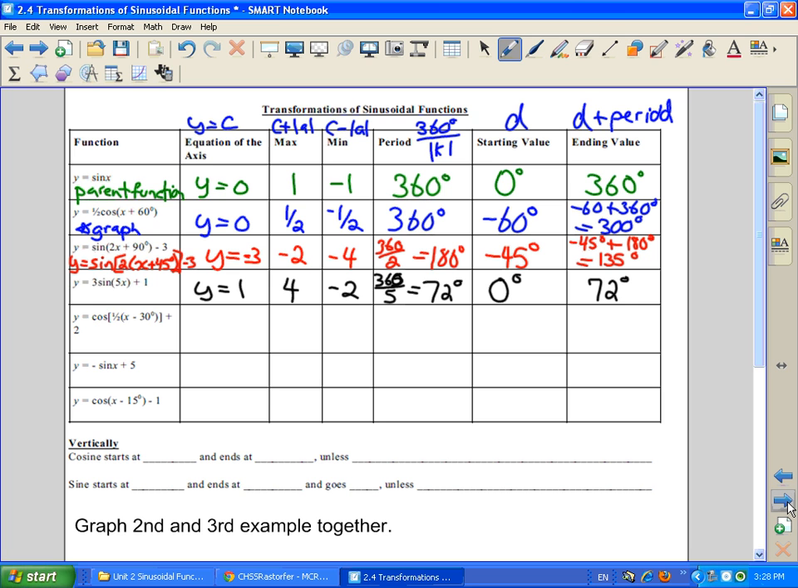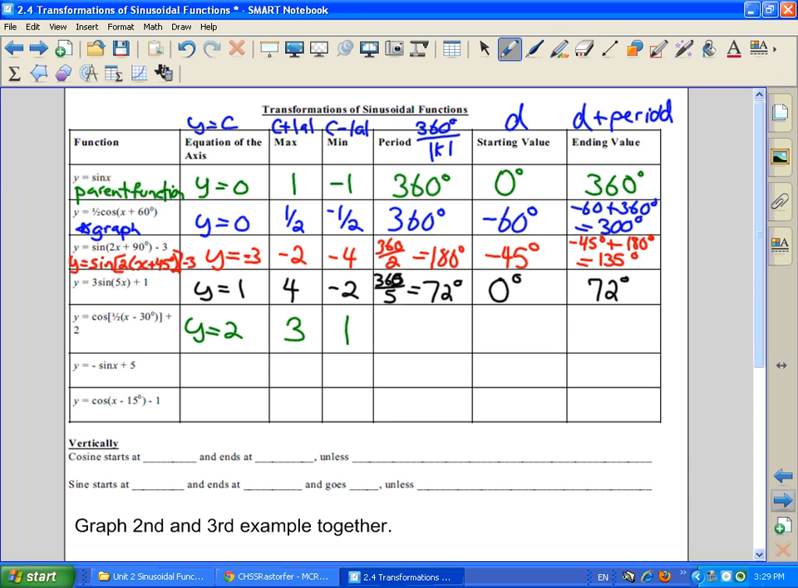Okay. Taking a look at the next one. When we take a look at our C value, it's +2, so y equals 2. All right. Looking at our maximum value, you start at 2, and you start at 2 and your A is 1, so 2 plus 1 is 3. And then you start at 2 and you subtract 1, which is going to give you 1.